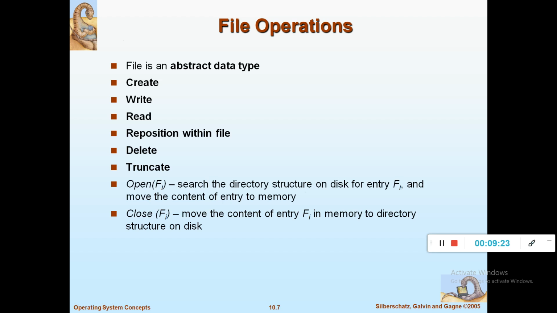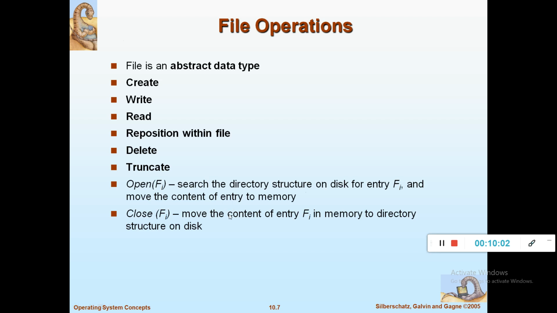Once all these operations are over, we can close the file by using close. It will move the content of the entry Fi in memory to the directory structure on the disk. You can also create a new file by using the create API, and if that file is no longer required, you can delete it. Another operation we use is called truncate. This function applies when you are trying to create a new file and that file already exists in the system: it is going to be truncated, which means the content of the file is erased and the new file is created and opened.